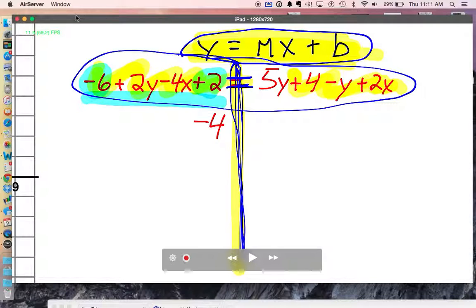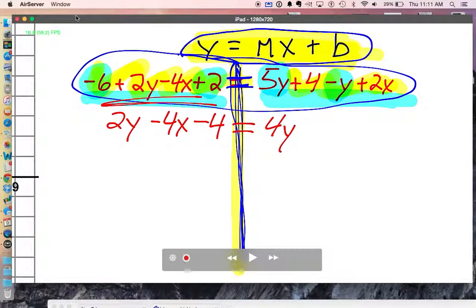So then on the left-hand side, you're left with 2y minus 4x minus 4 equals, and then we look at our right-hand side to see if there's anything we can combine. We can combine +5y and -y, and that makes 4y. Then we have 4y plus 4 plus 2x. So we've made it simpler, but we're still not at y equals mx plus b.